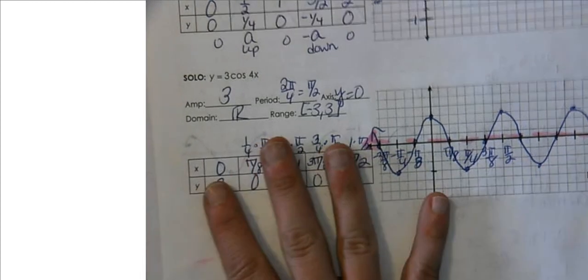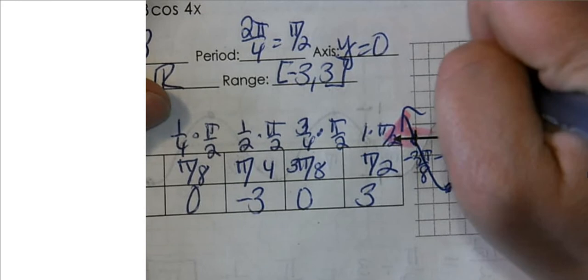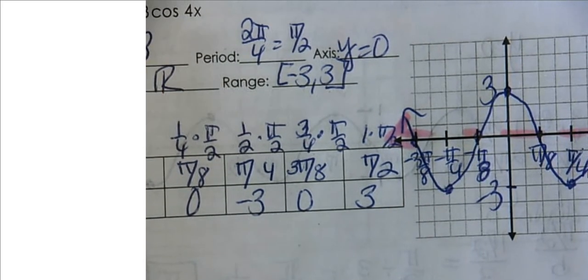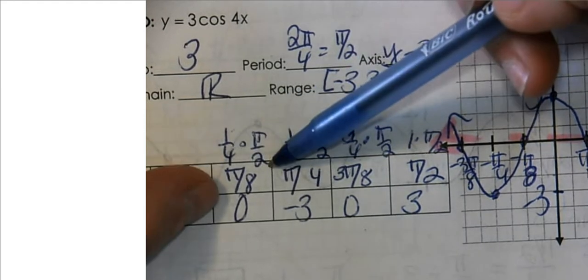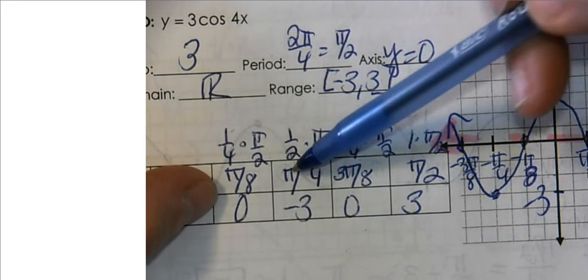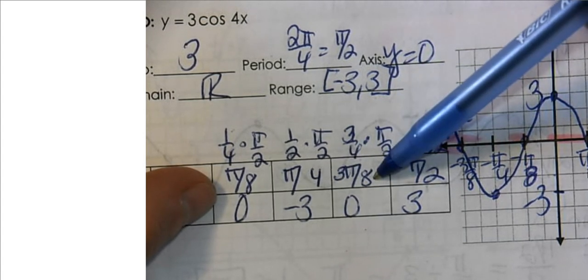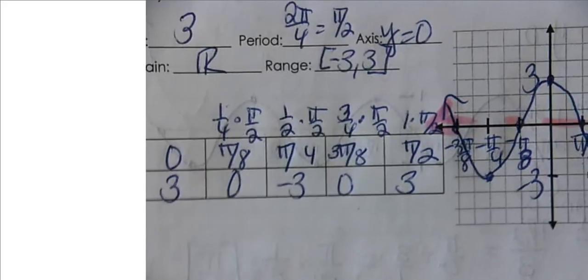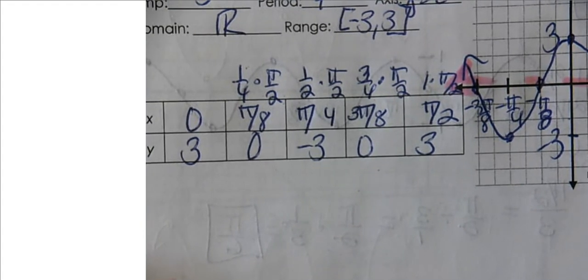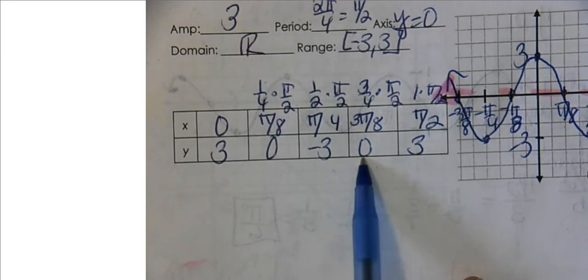To come up with your x values, which is really one of the most important things, oh, I forgot to put in 3 and -3. Let me put that right there. I go 1/4 times pi over 2, which will give me pi over 8. 1/2 times pi over 2, which is pi over 4. 3/4 times pi over 2, which is 3 pi over 8. And then 1 times pi over 2. And then cosine follows the pattern of up 0, down 0, up. And that's exactly what I have here. Up to 3, back to 0, down to -3, back to 0, and up again.